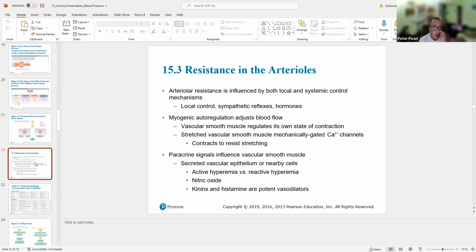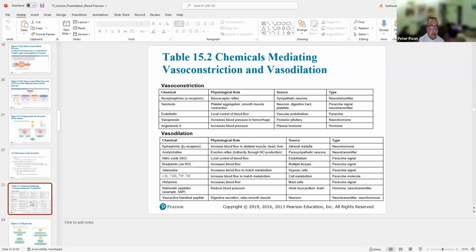All right. So the arterioles is where most of the blood volume is controlled. Well, where most of the blood pressure, not blood volume, blood pressure is controlled. Sorry. So I just want to make sure you understand the chemicals that are mediating vasoconstriction versus vasodilation. I don't want you to memorize everything on this list, but some of them are really important. So the ones that I circle are important.